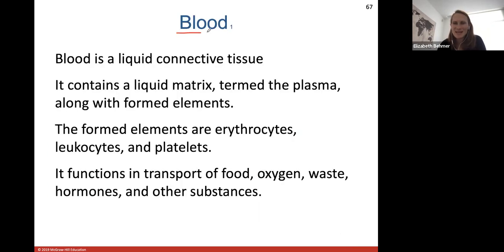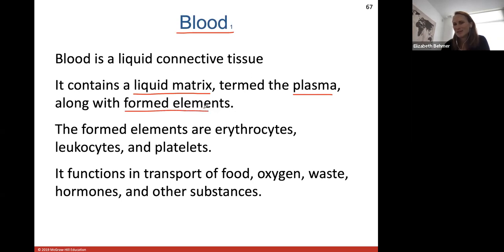Okay, now blood, kind of the complete opposite of bone, where bone was very hard connective tissue. Blood is a liquid connective tissue. It contains a liquid matrix. So again, the matrix is everything extracellular. And in bone, the matrix was made of minerals, which made it hard. But in blood, the liquid matrix, which is called your plasma, will have the formed elements in it.